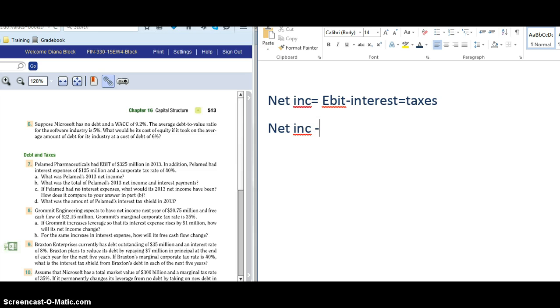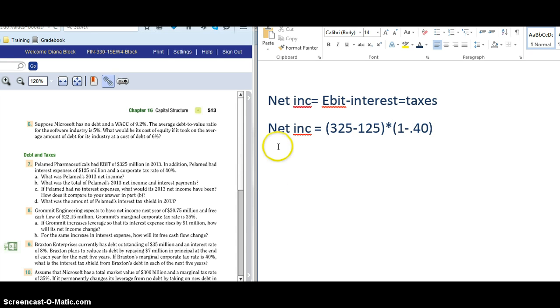So let's see what that would come out to in this case. Our EBIT, 325 million, minus our interest, which is 125 million. So I'm going to subtotal these so that what's remaining, multiply that times 1 minus the tax rate.